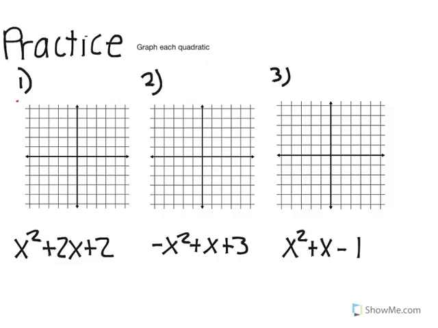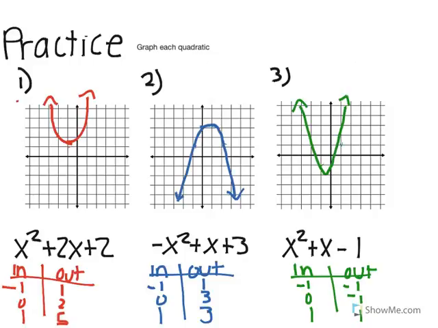Okay, here's some practice. I want you to graph each quadratic by just making an input-output table. So pause the video now to solve it out, and unpause the video for the answers. Okay, so here's what I got. I just used 3 test points, -1, 0, and 1. Then I plugged -1 into x squared plus 2x plus 2, I got 1. When I plugged in 0, I got 2. When I plugged in 1, I got 5. So my graph looks like this.